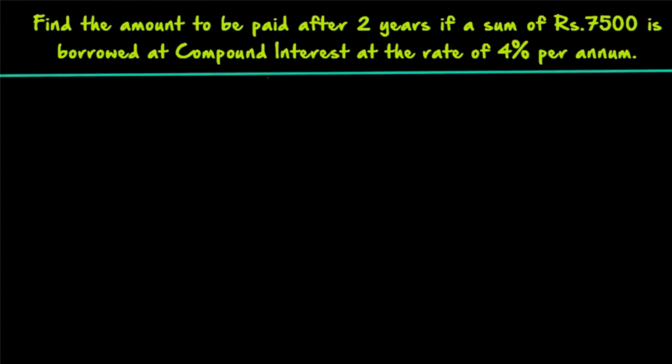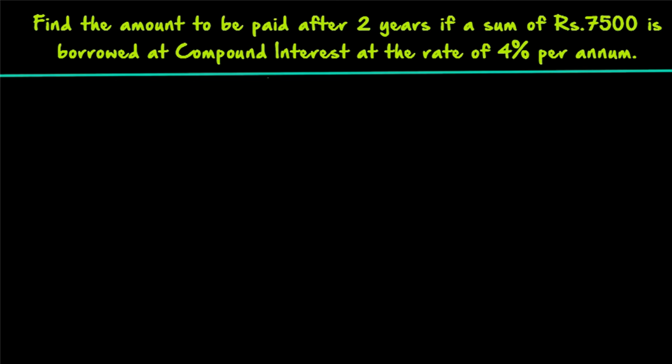So today's question is, find the amount to be paid after 2 years if a sum of rupees 7,500 is borrowed at compound interest at the rate of 4% per annum. From this class onwards, we are starting the topic of compound interest. Before going to this question, I would like to explain the concept of simple interest and compound interest.